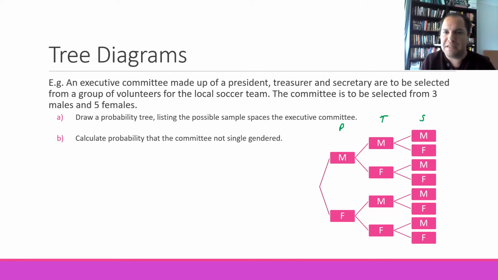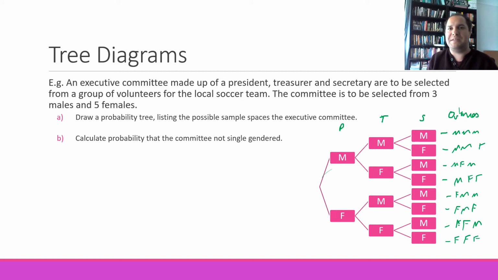Now, the sample spaces we can get, or our outcomes, we can just get by following our branches. So this branch up here is MMM. This second one is MMF, MFM, MFF, FMM, FMF, FFM, and FFF. So obviously M stands for the males, F stands for the females.